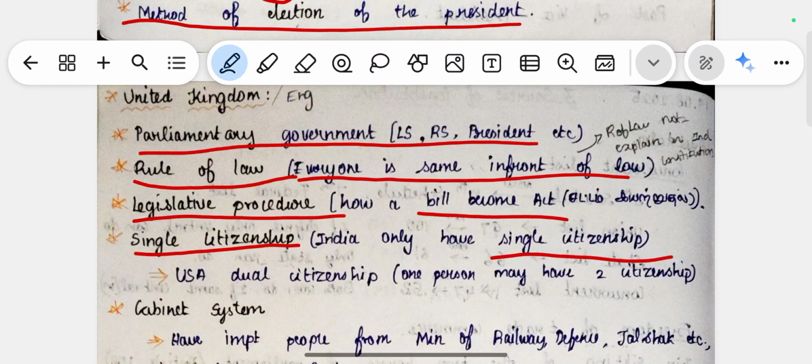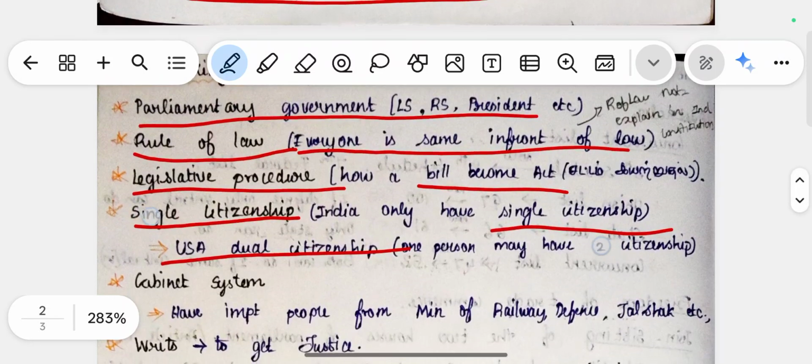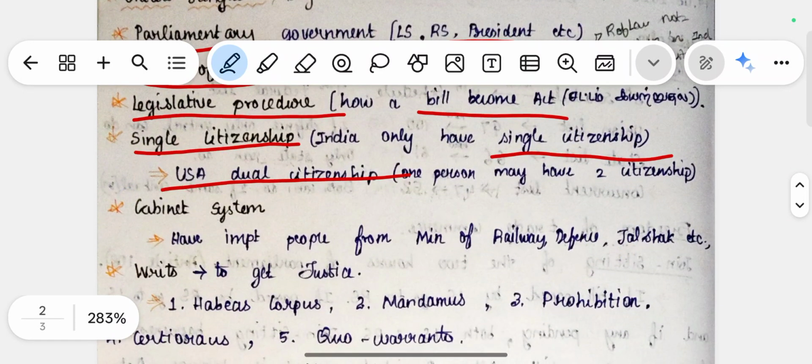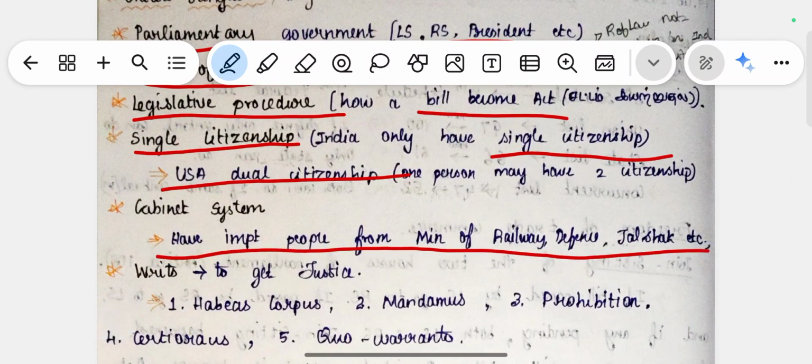For example, if a person has Indian citizenship, he should not have the citizenship of other countries. If he wants to, he should cancel his citizenship in India, then get the required country's citizenship. The USA has dual citizenship. This concept was taken from the United Kingdom. Then the cabinet system, which means having important people for the Ministry of Railways and other things. We have particular ministries like Railways, Defense, Water, Home Affairs. This kind of cabinet system was taken from the United Kingdom.